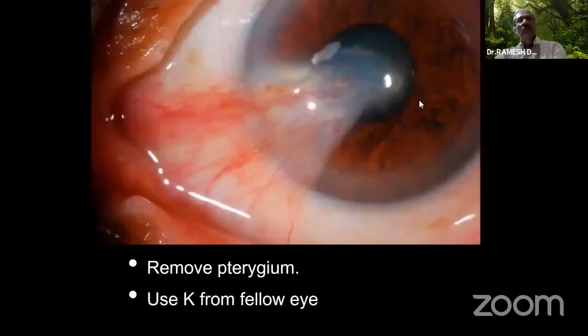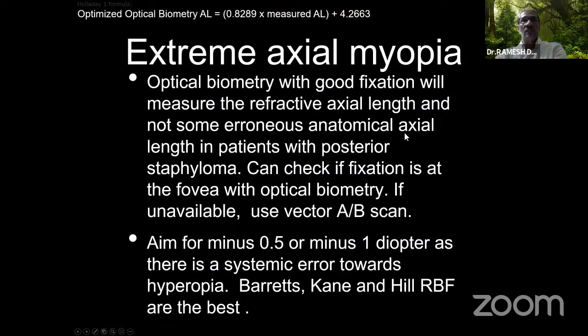1 minute, thank you. But if you have a large pterygium like this, which has crossed the midline, my own approach will be to amputate the pterygium, to peel it off, not do a deep scraping and not try to remove all the residue in the central zone, but do a cosmetic clearance only away from the pupil and use the K from the fellow eye for this particular patient.